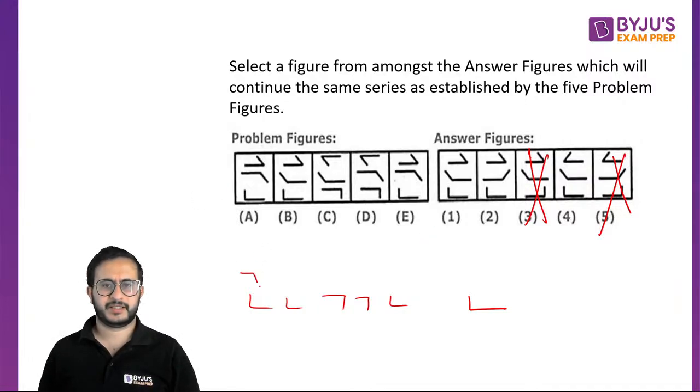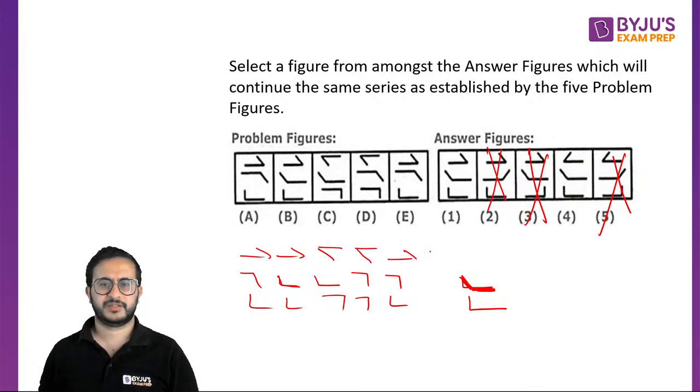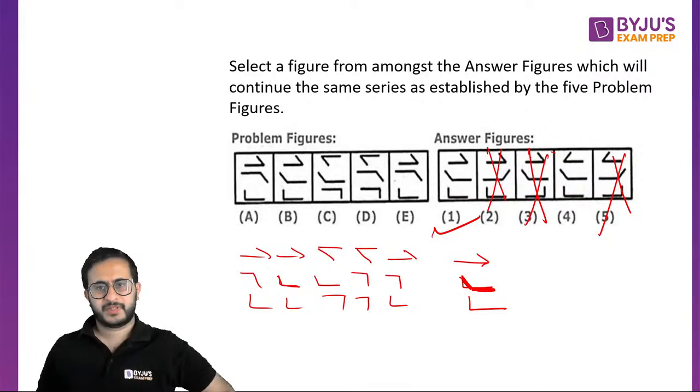Now this part is like this, and then this, and then this, then this, then this. So it should be like this again. So that eliminates option 2 also, and 1 and 4 are left. Now if you look at this, it is like this, then this, then this, then this. So again it should be this. That is option 1. So you keep eliminating one option after the other, and then you get the answer.